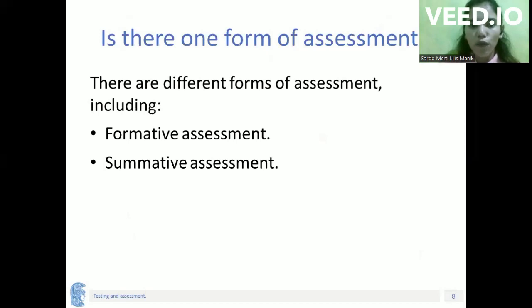Here are some forms of assessment. The first is formative assessment. Formative assessment is usually conducted after students finish the lesson of the day. We use this to evaluate students: do they already understand the lesson or not? And summative assessment is done when we give an assignment or a test to the students. I guess that's all the explanation of assessment and measurement.